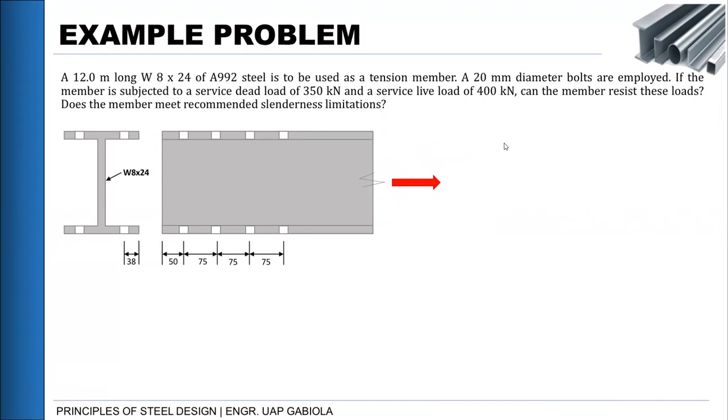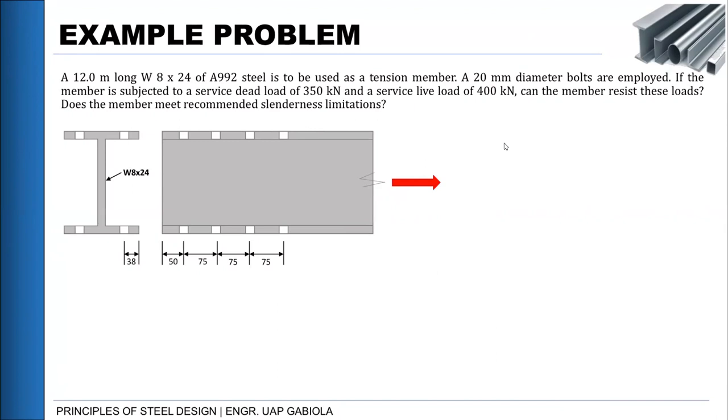So we have here a 12-meter long W8 by 24 A992 steel is to be used as a tension member. A 20 diameter bolts are employed. If the member is subjected to a service dead load of 350 kilonewton and a service live load of 400 kilonewton, can the member resist these loads? Another question is, does the member meet recommended slenderness limitation?